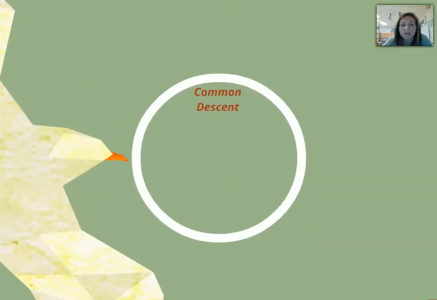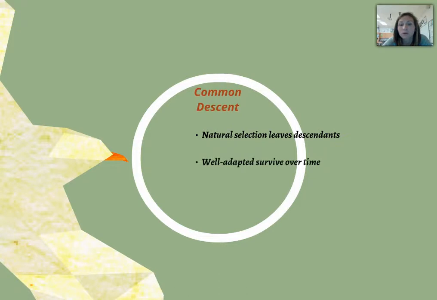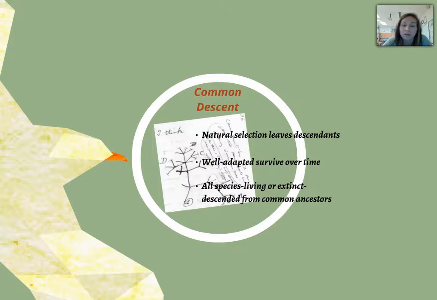Then that takes us to Darwin's idea of common descent. Natural selection will leave descendants. So those that are well adapted and survive over time are going to have offspring, which are descendants. And all species, whether living or extinct, do descend from a common ancestor, and we can trace this back many millions of years, and Darwin had his own little picture idea here that started off this whole idea. But this descent does happen with modification, which is where the evolving of organisms actually comes in.